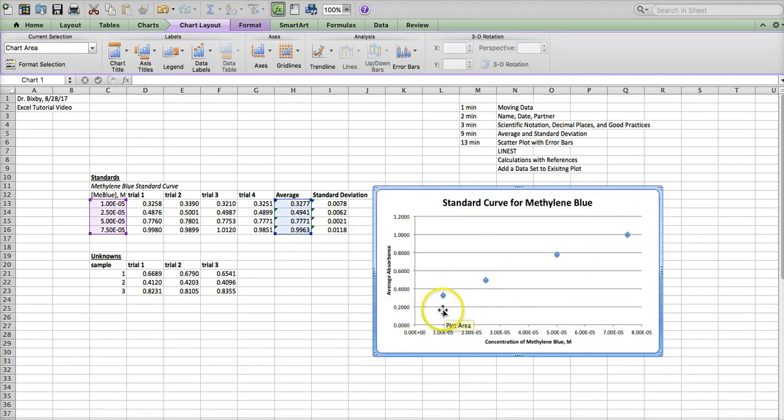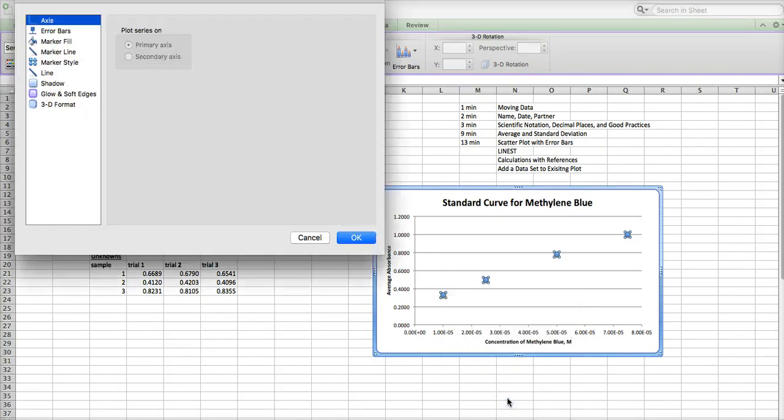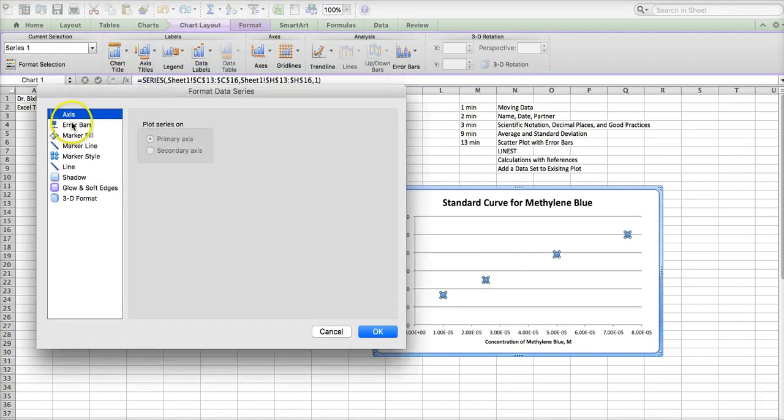Because these are averages, I want to make sure that I represent that distribution of points. So I need to add to my points some error bars. The error bars will be the height of the standard deviation, so we're going to have to reference that standard deviation. So here again, I've right-clicked on this and I'm going to, let's see, format my data series. Okay.